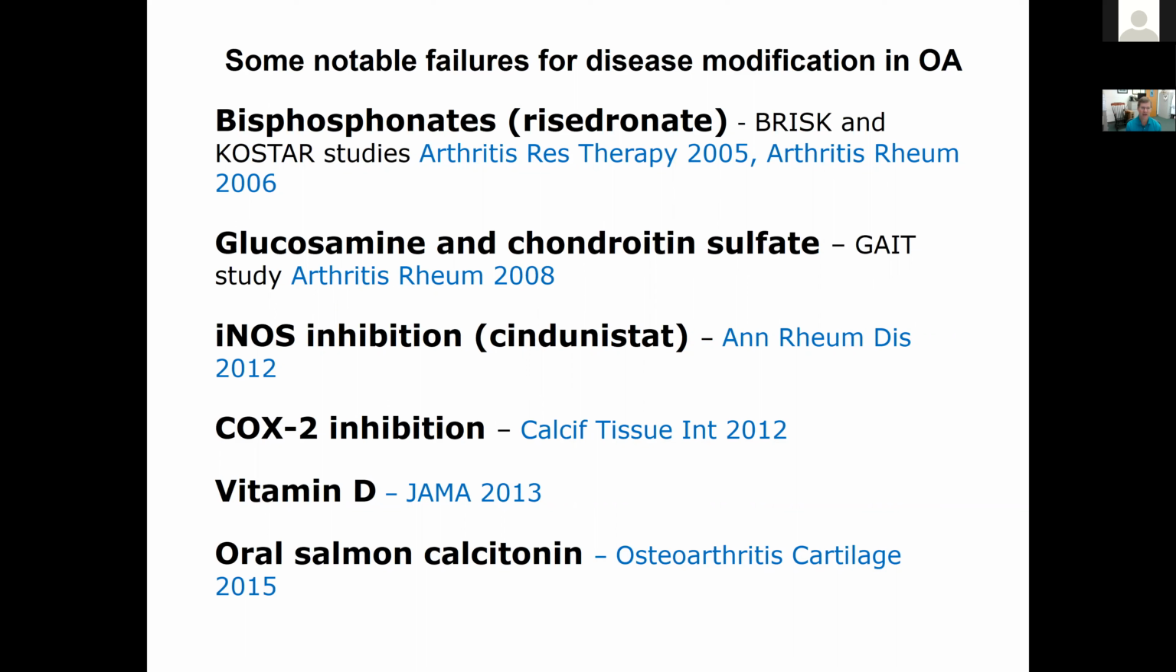There was a huge European study on blocking an enzyme called iNOS, nitric oxide synthase, that was thought to be a pro-inflammatory mediator; it failed. COX-2 inhibition, vitamin D, calcitonin, and many others also failed. So one of the thoughts for these failures has been that perhaps the right subgroup of people with OA were not being targeted for specific treatment. And another reason for the failure is that, obviously, everybody is lumped together for these trials.